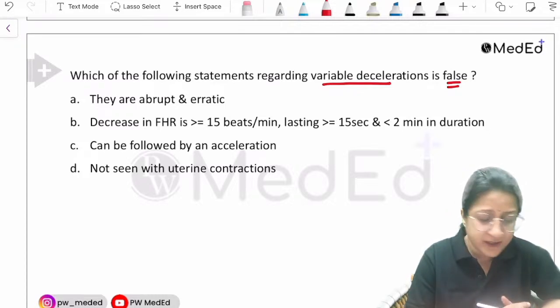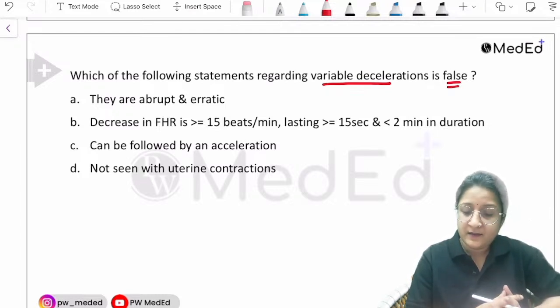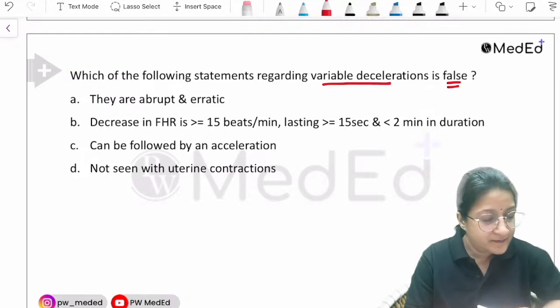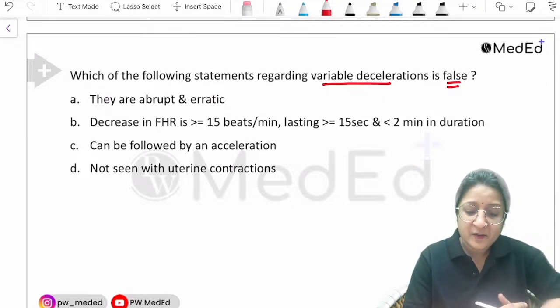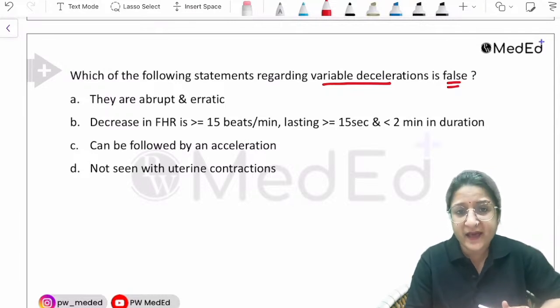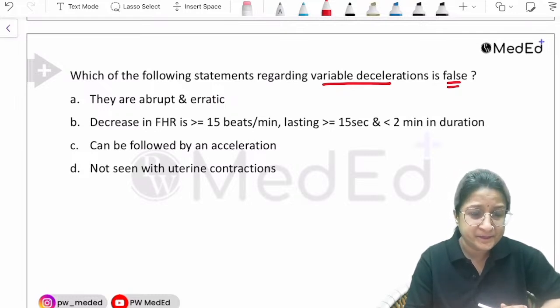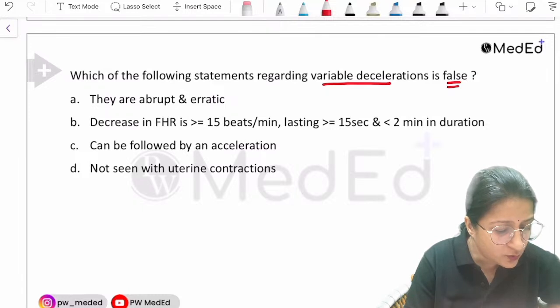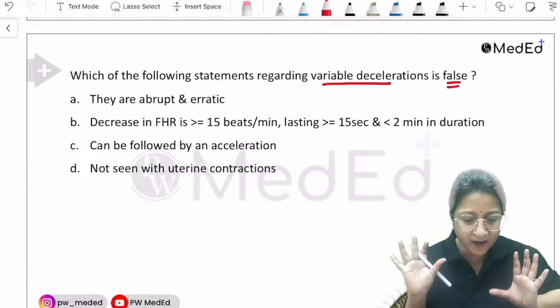D, not seen with uterine contractions. Somebody is saying B, decrease in FHR. But the decrease in FHR is going to be there with variable decelerations also, so that is also a true statement. You have doubts between B and D; most of you are answering B and D. Nobody is saying A or C.